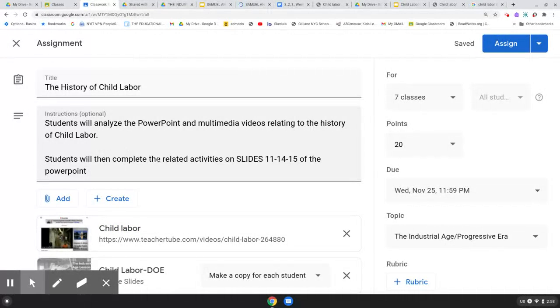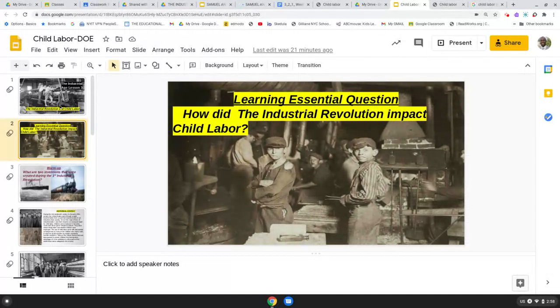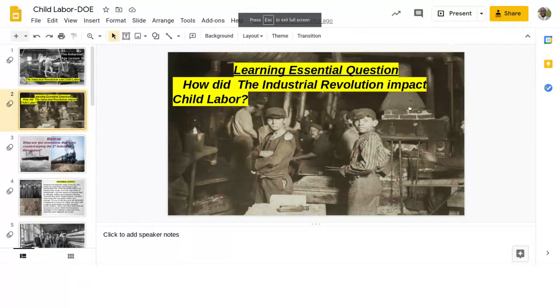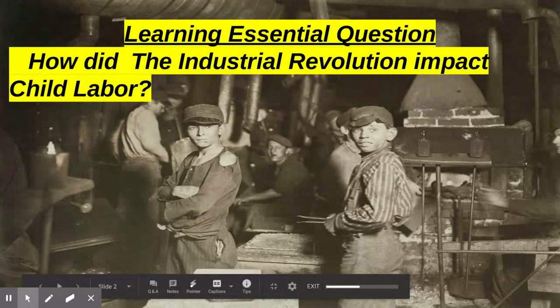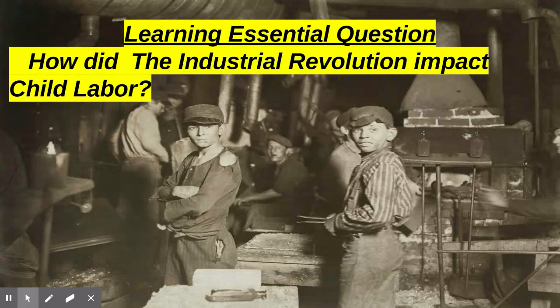You're going to complete related activities on slides 11, 14, and 15 of the PowerPoint. But let's get to the PowerPoint right now. Presentation mode. The learning essential question is as follows. How did the Industrial Revolution impact child labor? Please pay attention to the visual images that you're seeing throughout the PowerPoint.